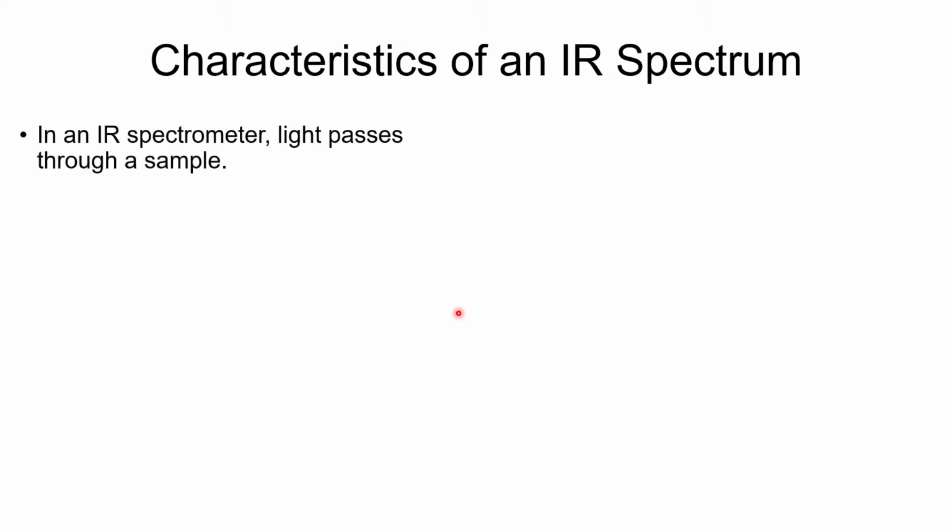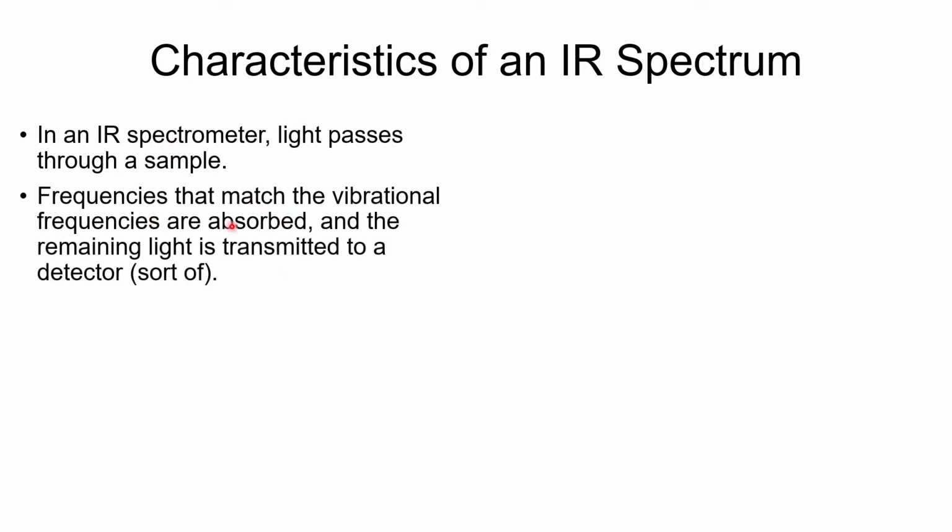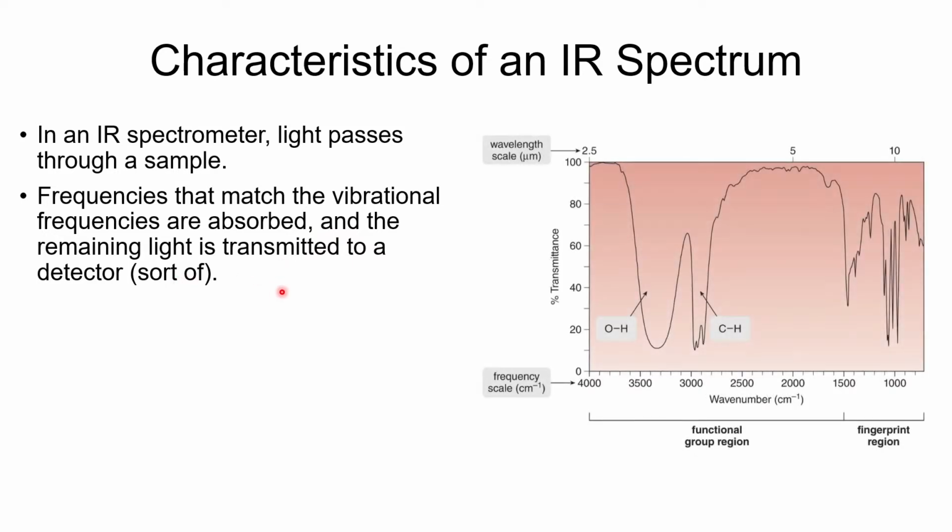So let's look at an actual infrared spectrum, an IR spectrum, as we like to say for short. In an infrared spectrometer, the light will pass through the sample, and frequencies that match the vibrational frequencies are going to be absorbed. The remaining light is transmitted through the instrument all the way to the detector. There's some hand waving I'm doing here. It gets a little bit more complicated.